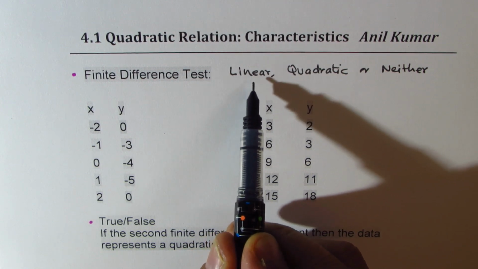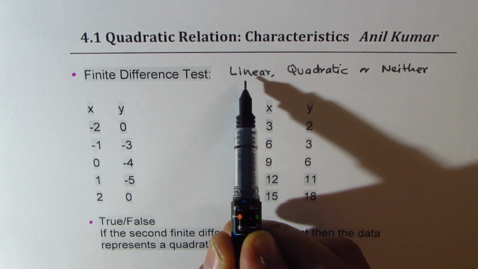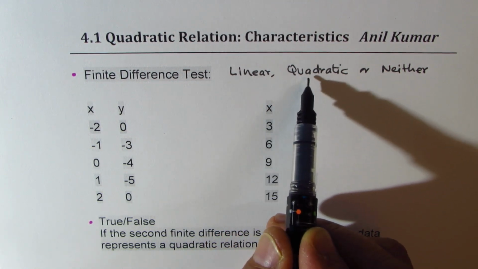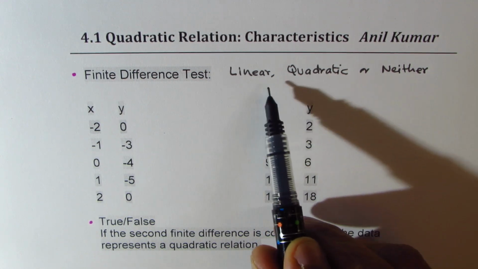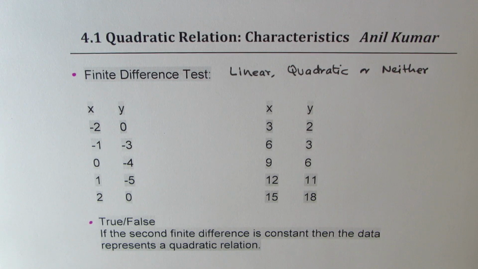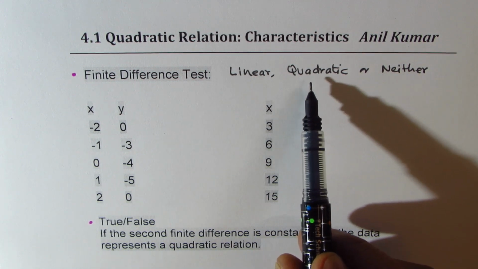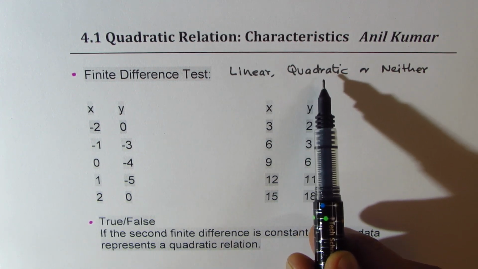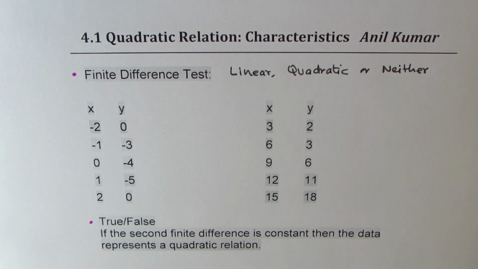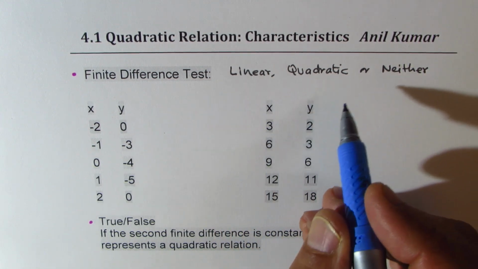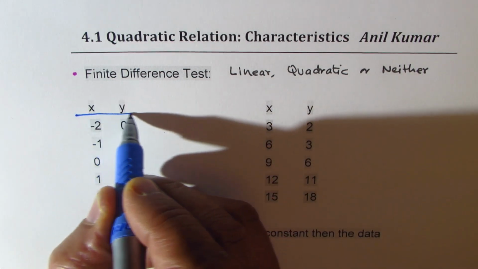Now the function is linear if the first difference is constant, quadratic if the second difference is constant, and neither if first and second are not constant, correct? The important thing is that a quadratic function's second difference is constant and not 0. This is important, right? Okay. Now, what do we mean and how do we find the difference? Let's look into that process.